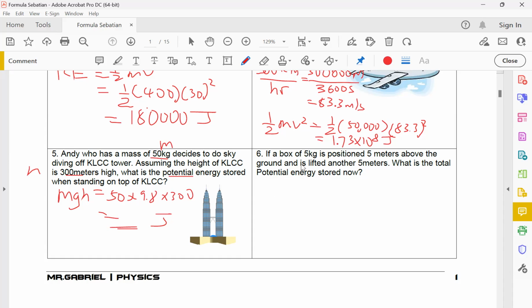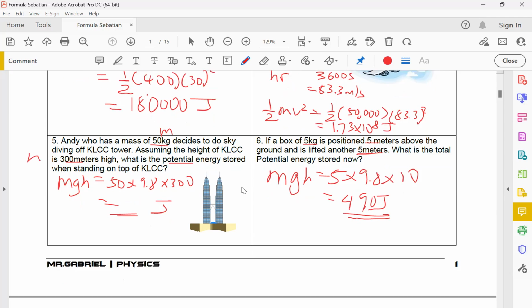And this one here will be the same thing also. Initially, it's 5 kg at 5 meters above the ground and lifted another 5 meters. So your height is a total of 10, right? So it's yet again mgh, which is your 5 multiplied by your 9.8 multiplied by 10, right? Press this in your calculator and you'll get 400. Okay, everyone got this? No questions? Excellent.